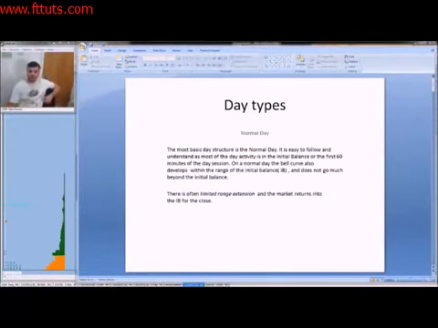The most basic day structure is a normal day. It's easy to follow and understand, as most of the day's activity is in the initial balance, i.e. the first 60 minutes of the day's session. On a normal day, the bell curve also develops within the range of the initial balance and does not go much beyond the initial balance. There is often limited range extension and the market returns into the initial balance for its close.